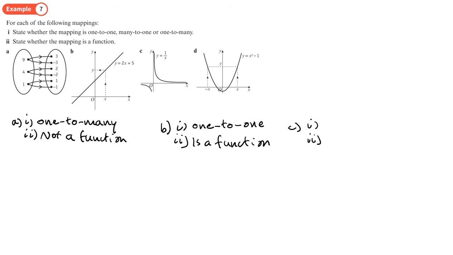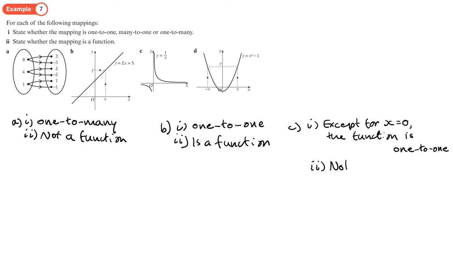So we could say that except for x equals 0, the function is 1 to 1. Each input has 1 output. Now as it stands, it's not a function. If we were to exclude 0, it would be a function. So as it stands, it's not a function.